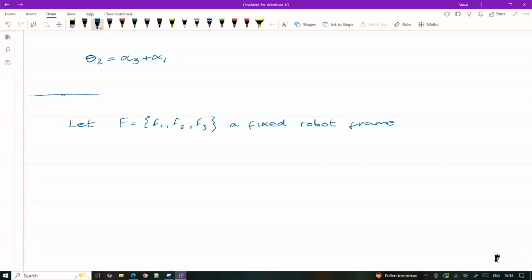So that's our fixed base frame, and that's defined as F1, F2, F3. Think of F1, F2, F3 as simply X, Y, Z. Okay, and then we have another frame, M, a mobile frame, and initially those frames will be coincident, so the origins are the same.